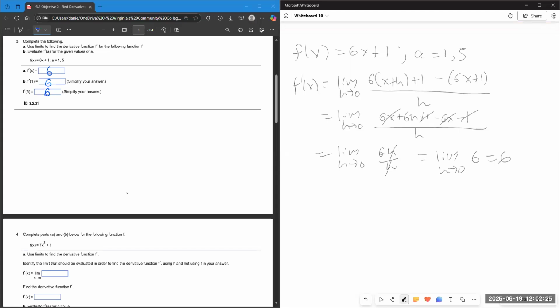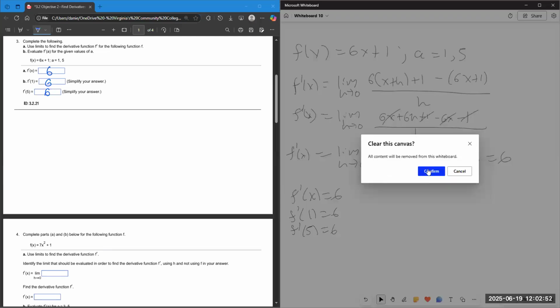And then since there's no x's left in f prime of x, it's constant. It will be the same no matter what the x value is. f prime of 1 is 6. f prime of 5 is 6. It doesn't matter what x is. f prime is going to be 6.